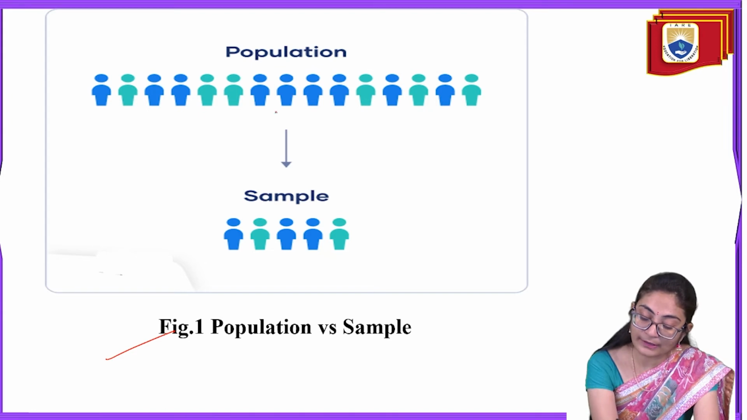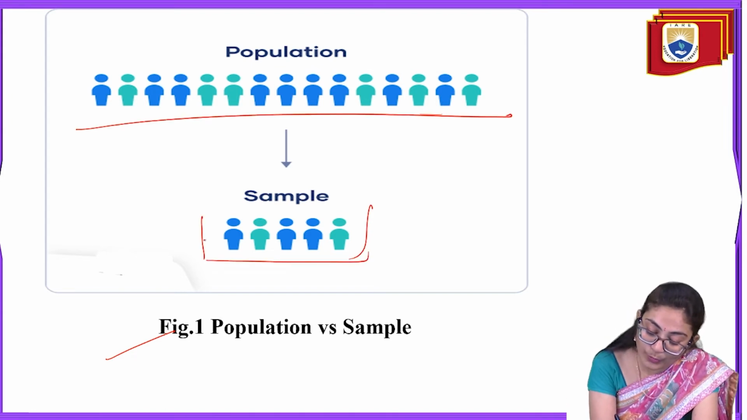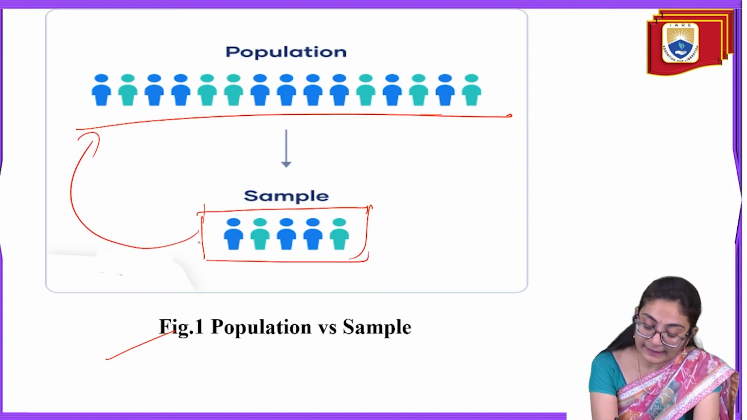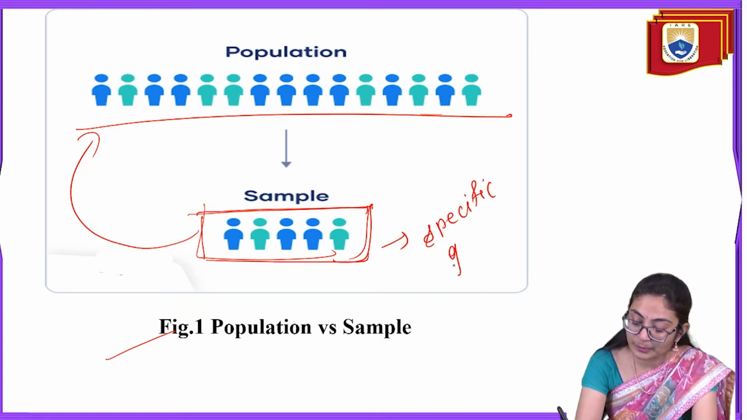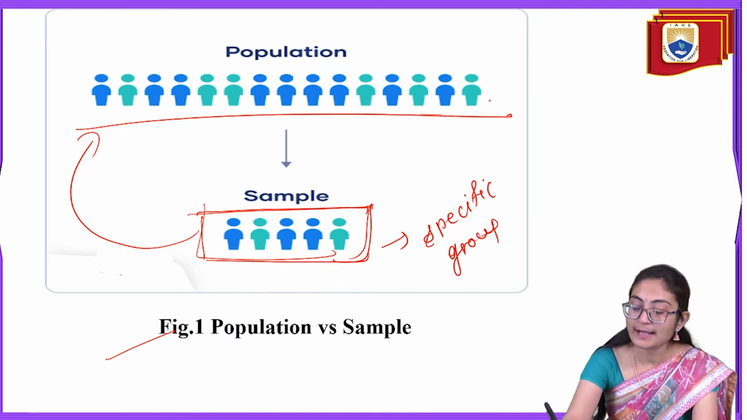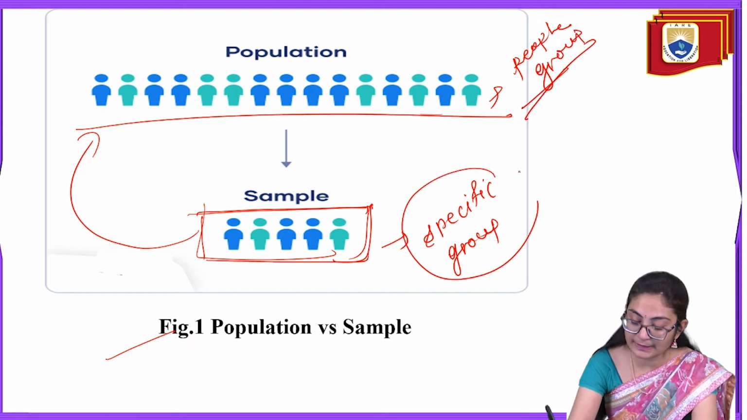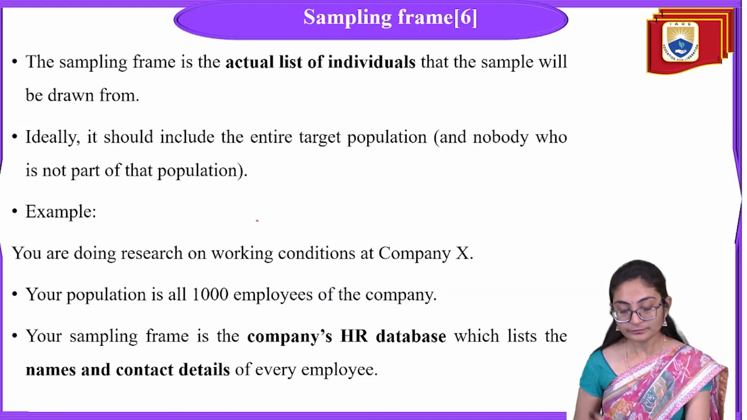This is your population, and this is the group from where we have selected, and this is your sample. This is your specific group. And from this we have decided, and this specific group is your sample.